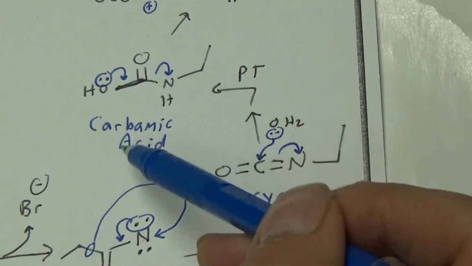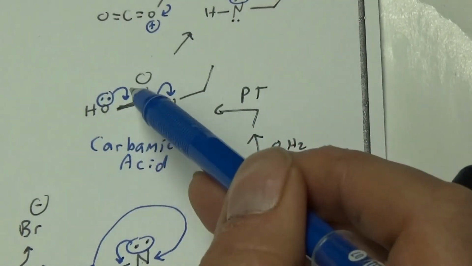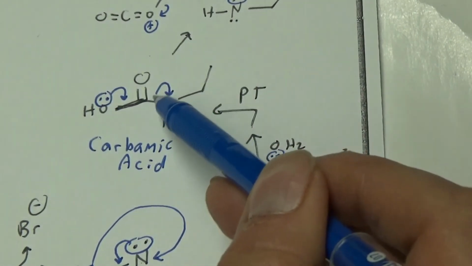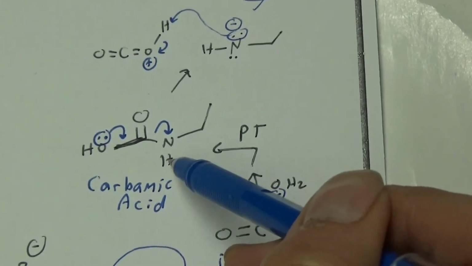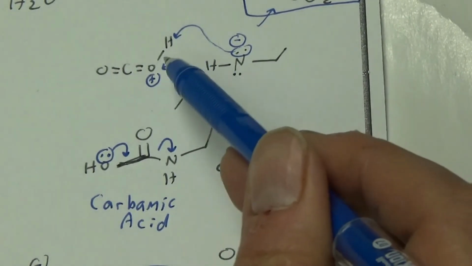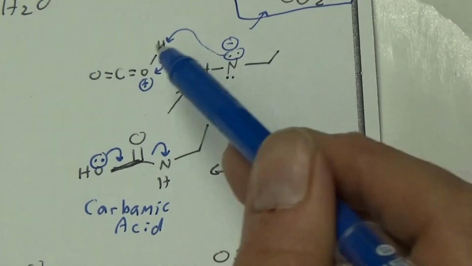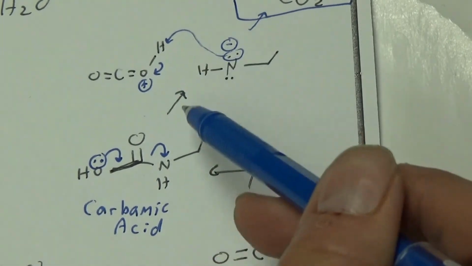Then we have the carbamic acid, which is very close to product, and then we decarboxylate, so oxygen kicks in, breaks off, and makes an N- and you have that CO2. So it's a proton transfer. I'm just drawing it out. N- grabs a proton and we're done.